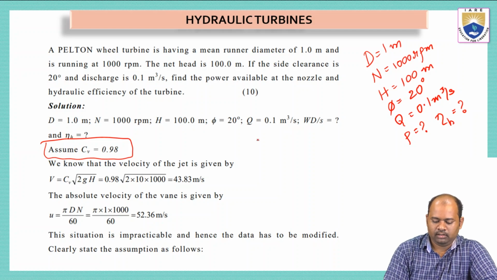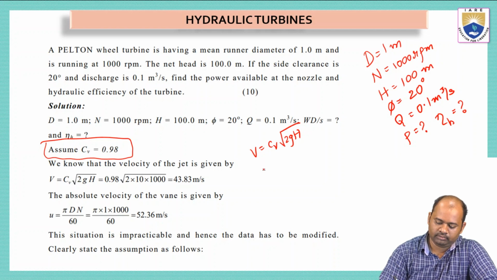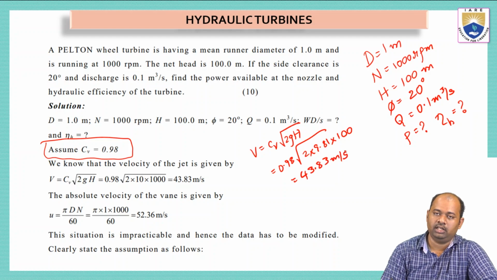So here, when we calculate the velocity, V is equal to CV root over 2GH. Here, V is the velocity of the water that is entering the turbine or the vane. So this is calculated by 0.98 root over 2 times 9.81 multiplied by the head, 100 meters. So with this we can calculate 43.83 meters per second is the velocity at inlet.